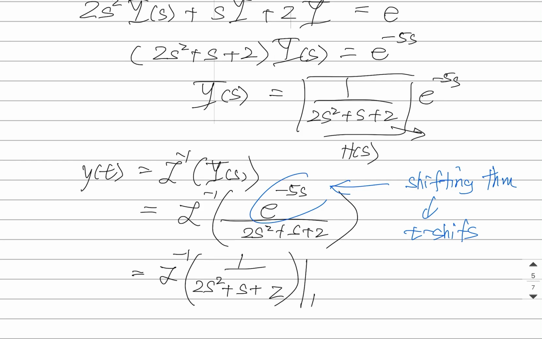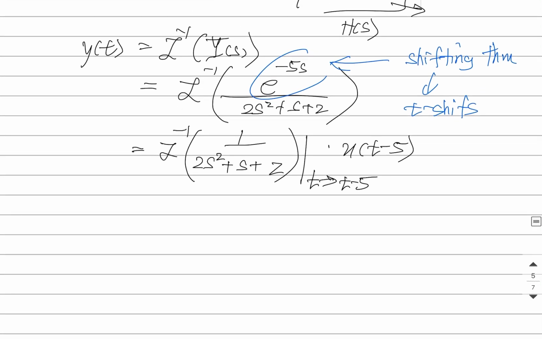That answer is a function of t, but it's going to be shifted to t minus 5, and we're going to multiply it by the unit step, t minus 5. So our job then becomes, what's the inverse Laplace transform of this thing? Well, you can handle this thing by completing the square. So I'm going to factor out a half. I'll have 1 over s squared plus a half s plus 1.